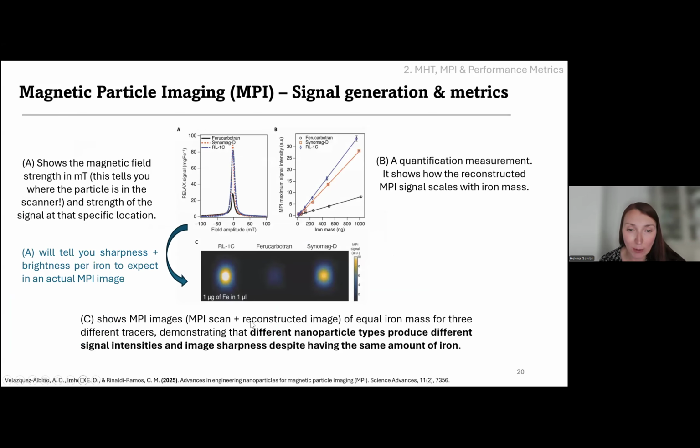So basically here we have different tracers, MPI tracers. With this technique and this characterization, different nanoparticle types produce different signal intensities and image sharpness despite having the same amount of iron. So this means that it's extremely important to tune the magnetic properties, and to tune the size, the shape and the composition of the nanoparticles to have optimized capabilities.